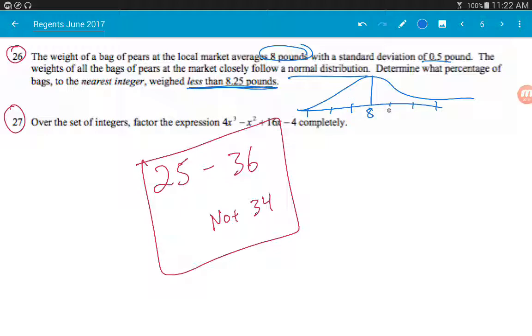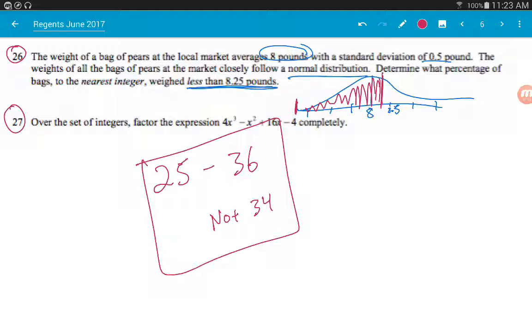So this is 8.5, so we're talking about from here down. So that's how you choose your lower and your upper. This is very recent. You should be able to do this. If not, check some of the more recent videos on z-scores and normal distributions.